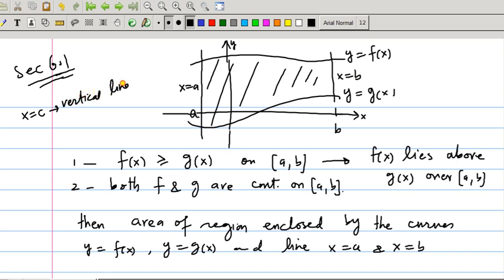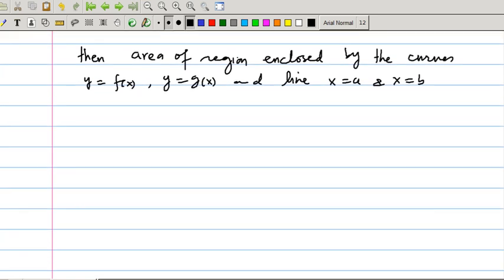When you have y is equal to constant, it is a horizontal line, right? So these are the lines instead of curves. So on the left and right sides we have the lines x equal to a and b. So this area is given by the integral from a to b of f(x) minus g(x). So we subtract the bottom curve from the top curve and integrate.